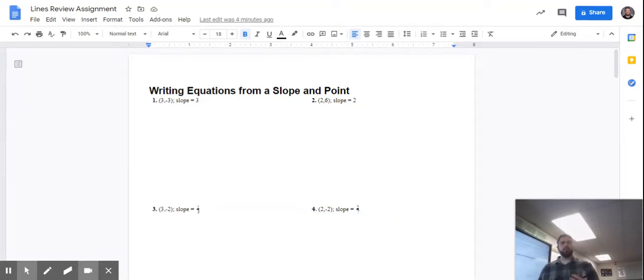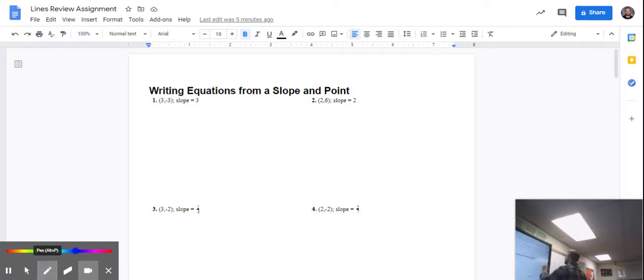Hey guys, today we're going to be talking about lines and finding equations for lines. We're going to continue with what we've talked about before. We're going to look at a couple different ways to do it, but the first we're going to look at is how to write equations when we have a slope and a point. To do so, we need to have our three important equations.